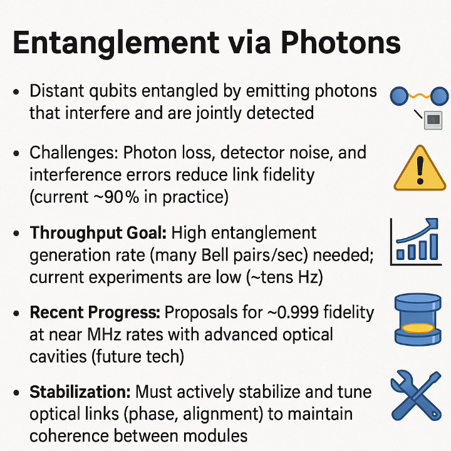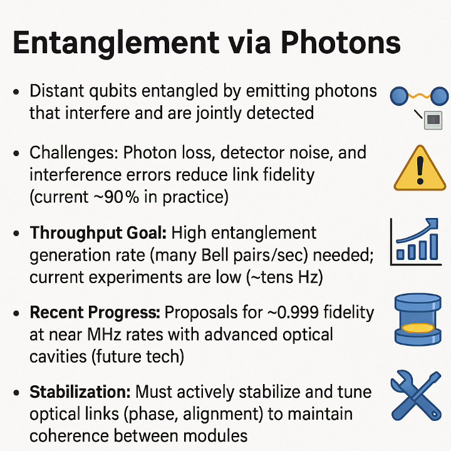How photonic entanglement links work. At its core, a photonic interconnect uses photons, particles of light, to carry quantum information between distant qubits. One common method is the heralded entanglement protocol using interference and detection, briefly mentioned in the previous lecture.